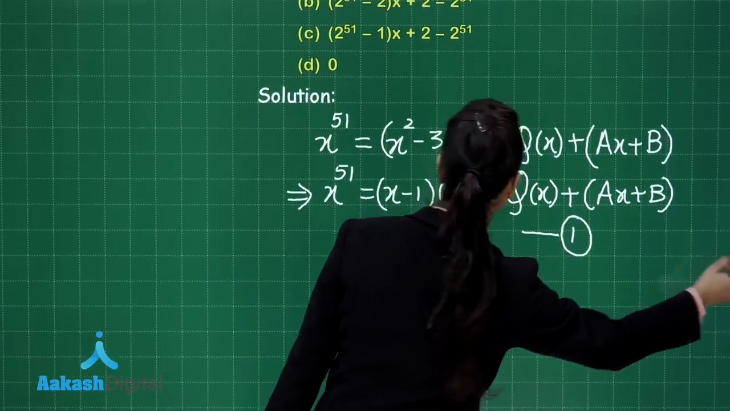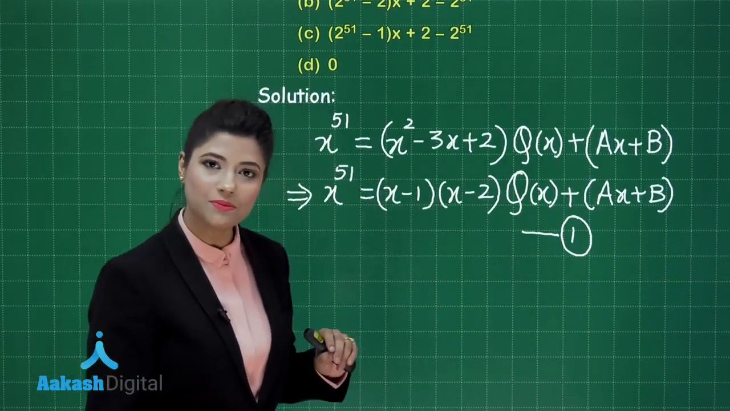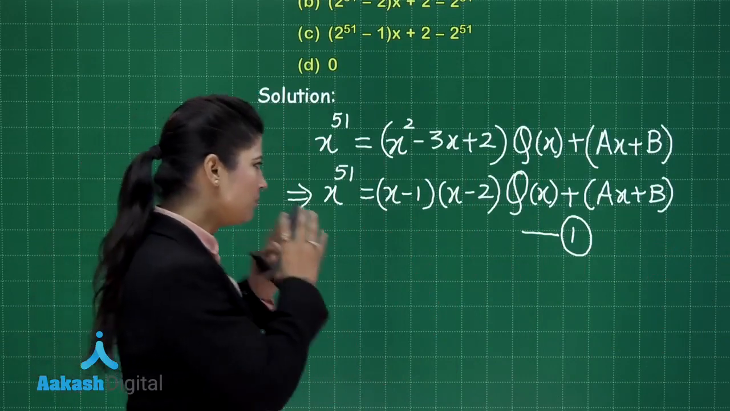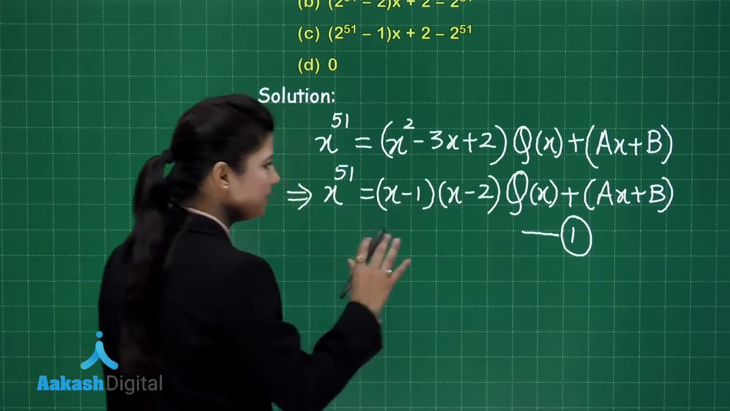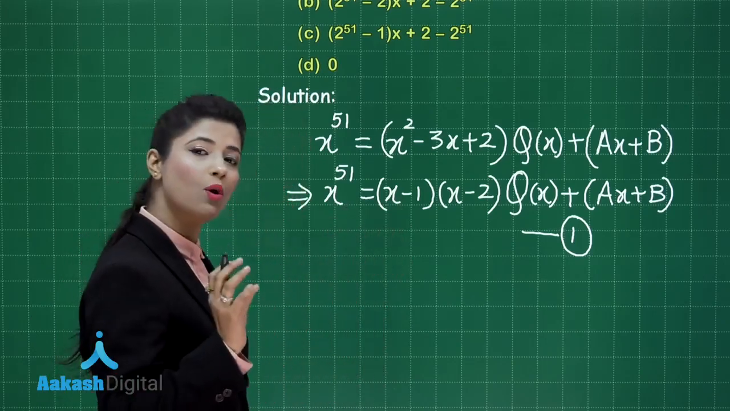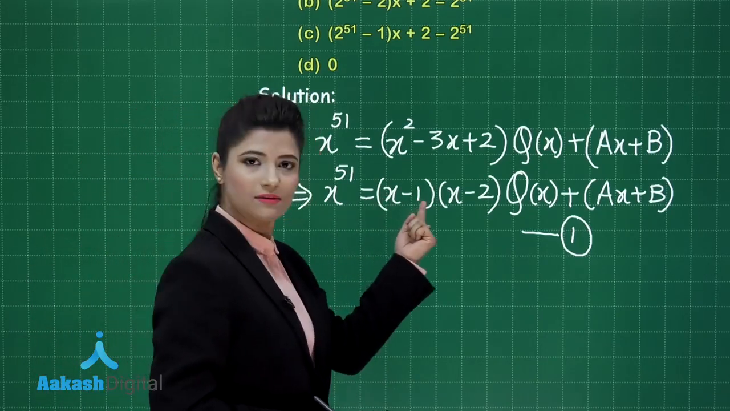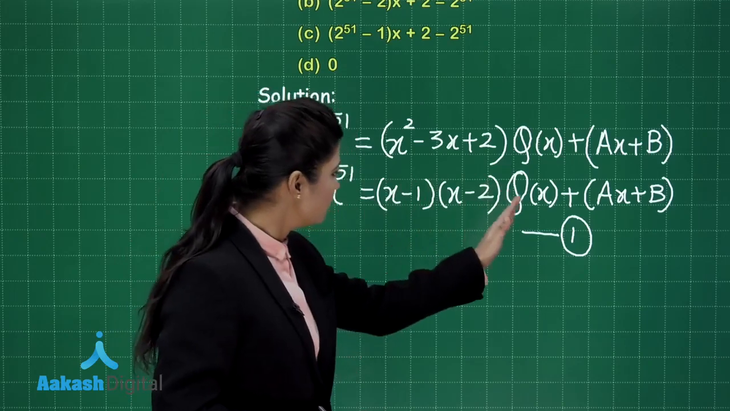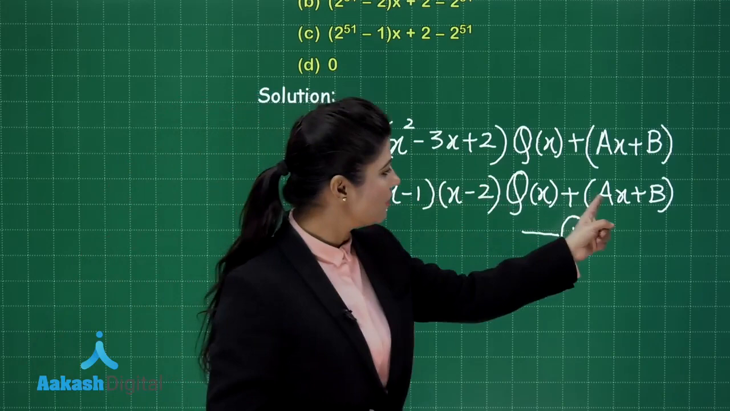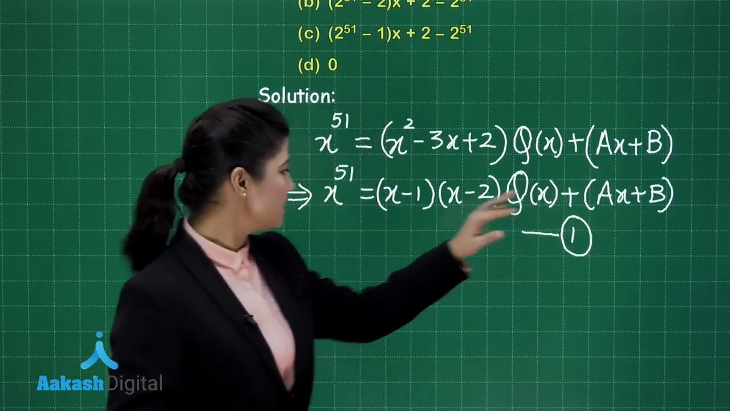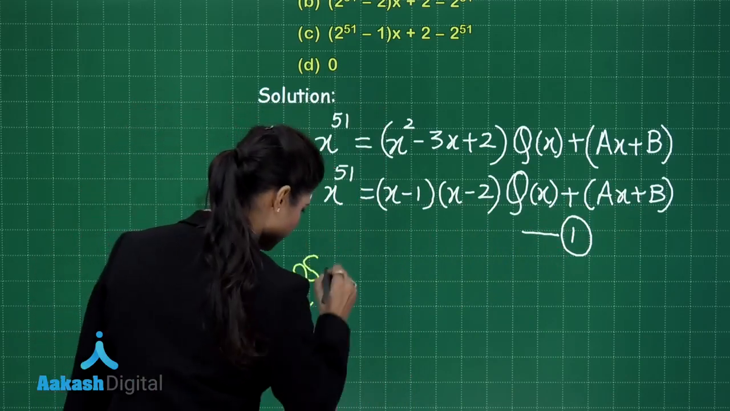Now from this, it is very clear that the divisor has two factors, x minus 1 and x minus 2. Now we will be doing some simplifications. Let's observe equation number 1. Let me substitute x as 1. What will happen? This will become 1 minus 1, 0, and this whole term will become 0, because 0 into any quantity ultimately becomes 0. While this will become a into 1 plus b, that is a plus b equal to 1 raised to the power 51.